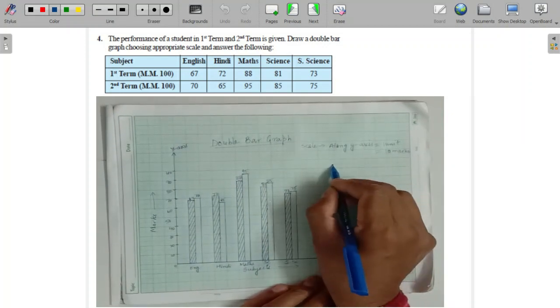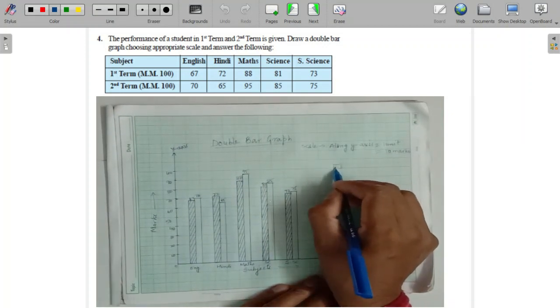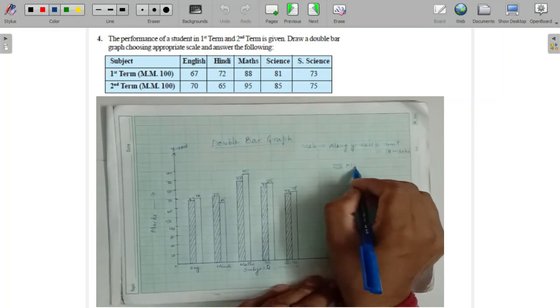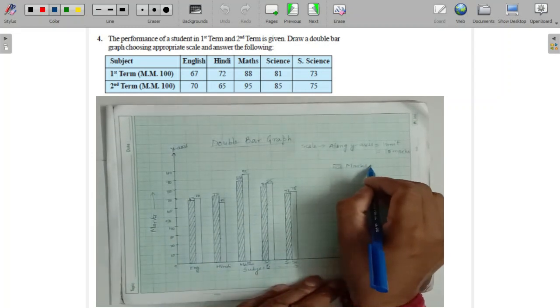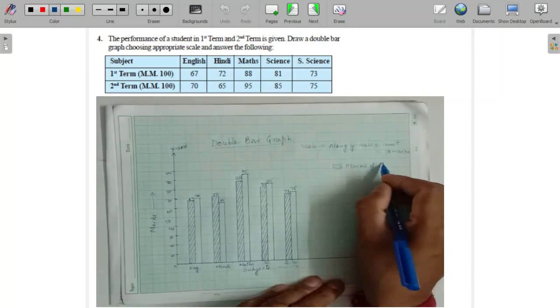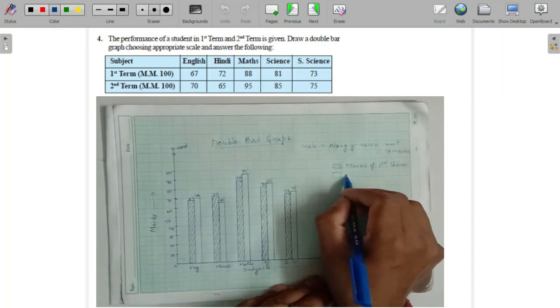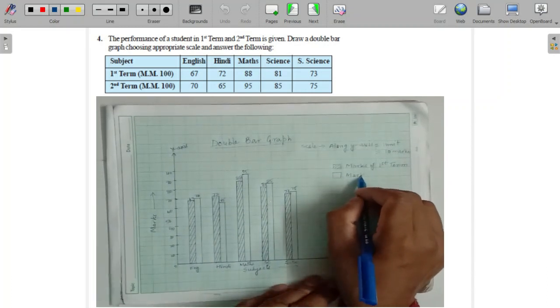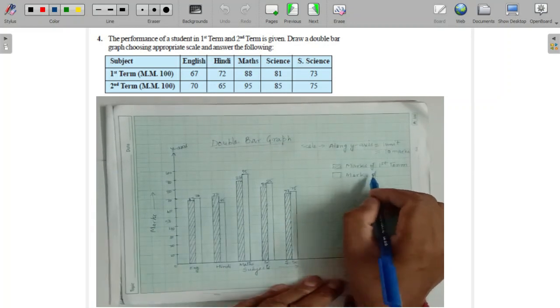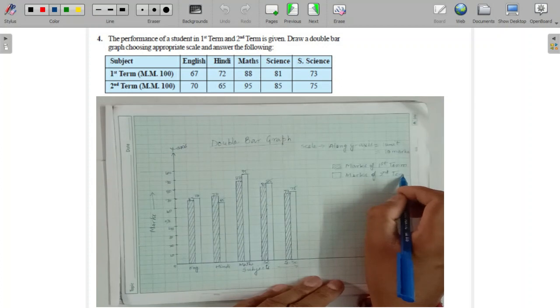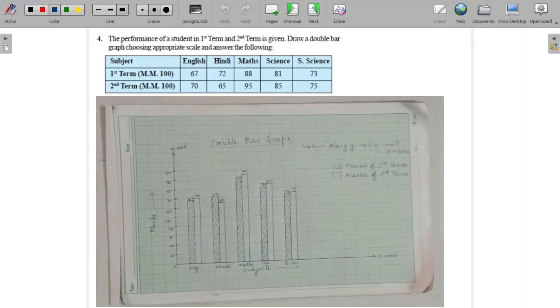Now shaded line like this, we have represented this marks of first term. And blank rectangle, it represents marks of second term. So this completes your double bar graph.